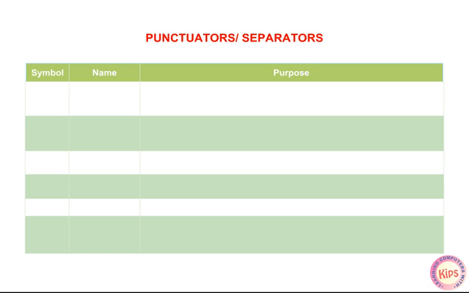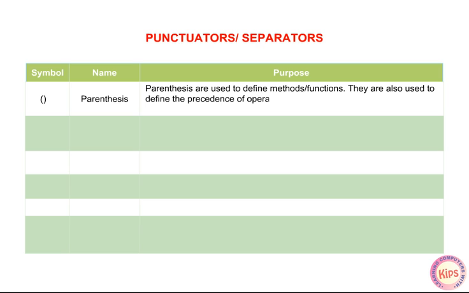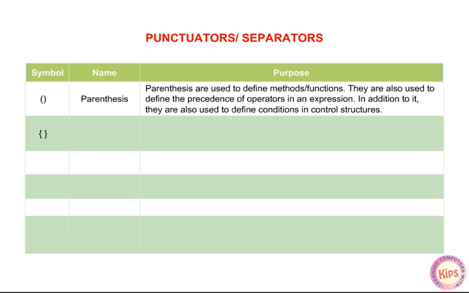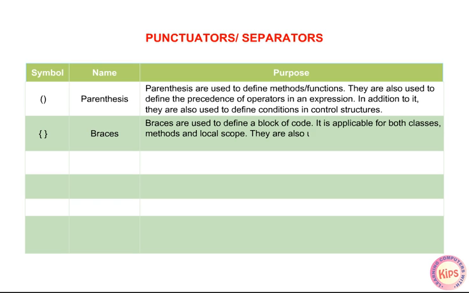Symbol, name, purpose. Parentheses. Parentheses are used to define methods or functions. They are also used to define the precedence of operators in an expression. In addition, they are also used to define conditions in control structures. Braces. Braces are used to define a block of code. It is applicable for classes, methods, and local scope. They are also used to store the values of arrays which are initialized by the programmer.